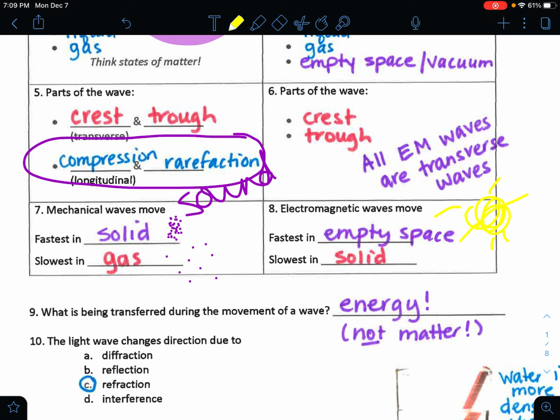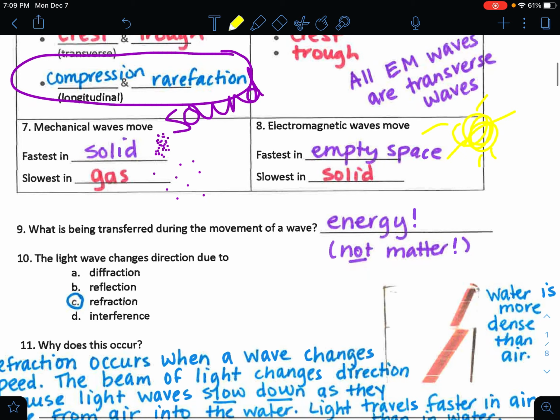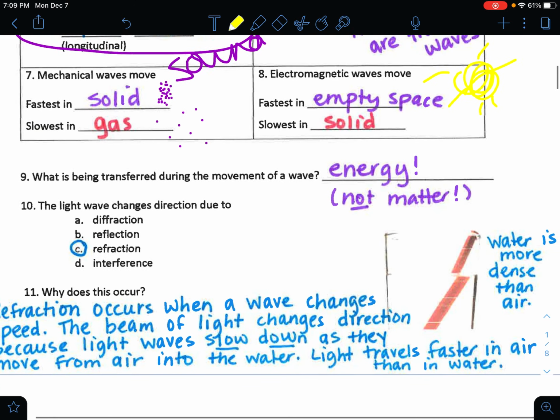So what is being transferred during the movement of a wave? Energy, not matter. That's why you bob up and down in that wave pool, or why the ducks or someone swimming doesn't get thrown to the front part of a lake when a boat goes by producing a wave. Okay, because it's going to transfer the energy, not matter.